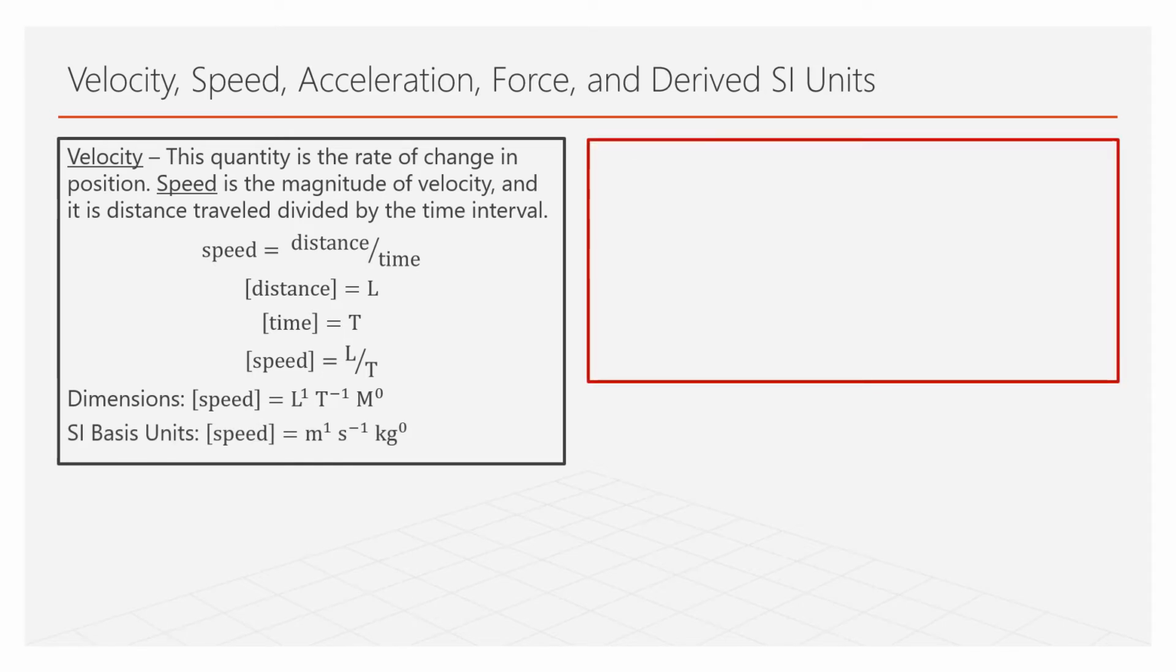So then to find the SI basis units, we replace length with a meter, time with a second, and mass with a kilogram. So the SI basis units of speed are meters per second, or meters times second to the power of negative 1 times kilogram to the power of 0.